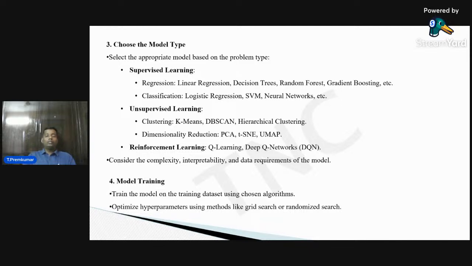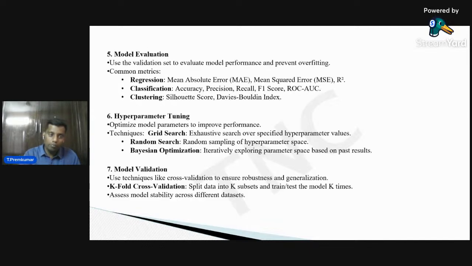Then the next one is model training. Here, we train the model on the training datasets using the chosen algorithm. The next step is optimizing hyperparameters, where methods such as grid search or randomized search are involved in the model training.